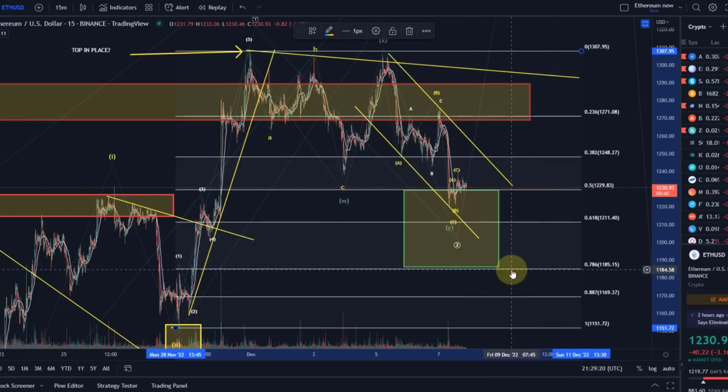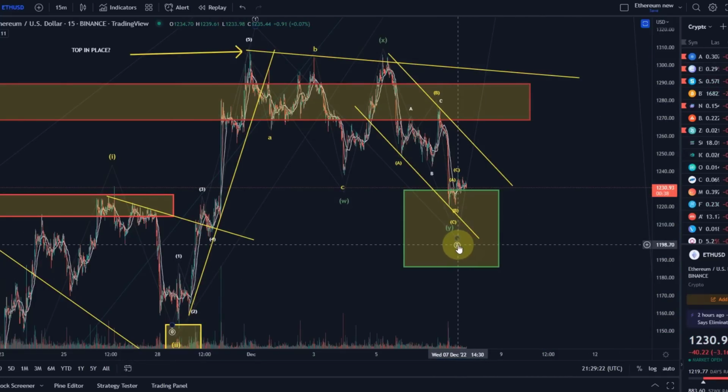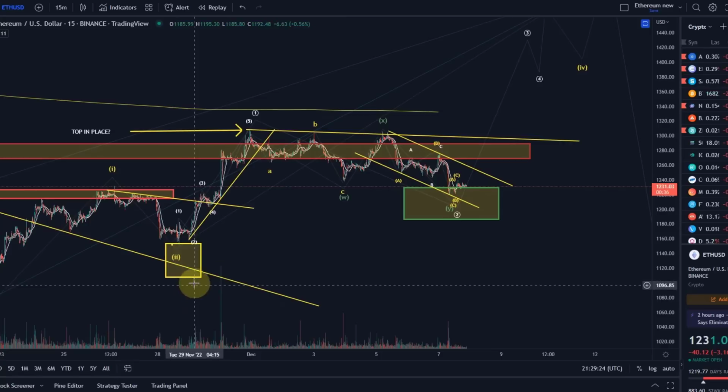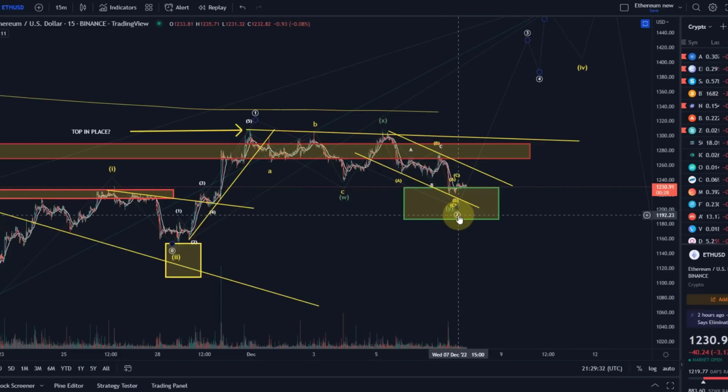If we drop below 1185, I will remove this white wave count. I will remove the short-term bullish count. Very important. Tells you a lot about where your risk sits. Yeah, where is the invalidation point?